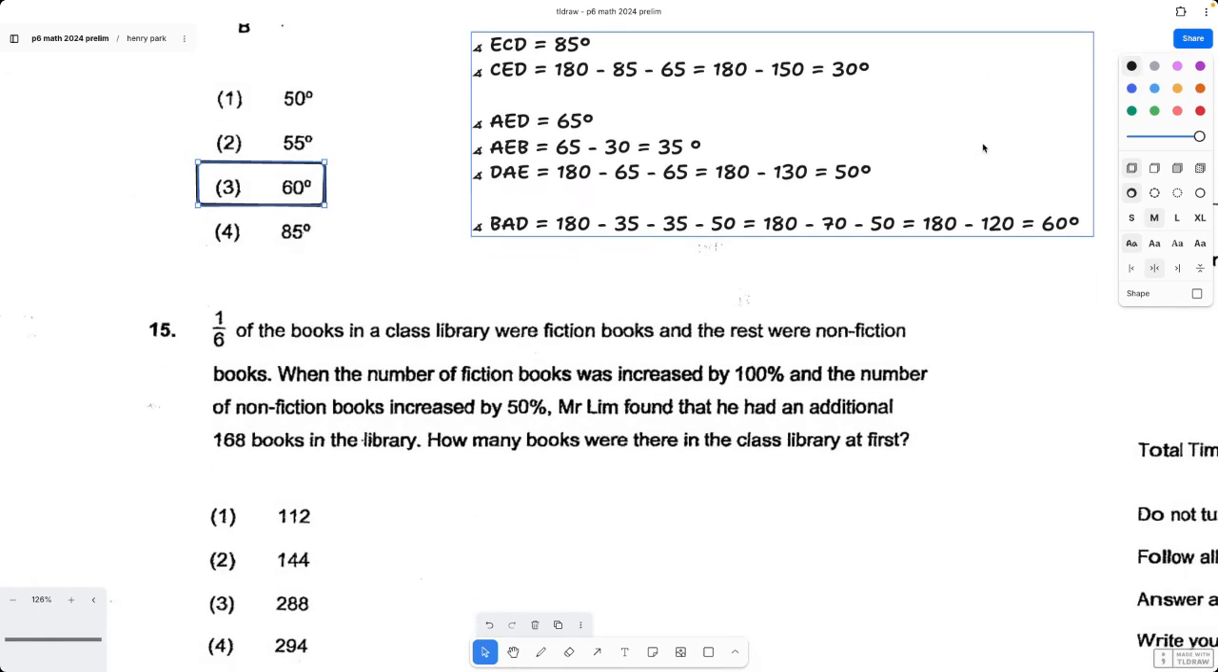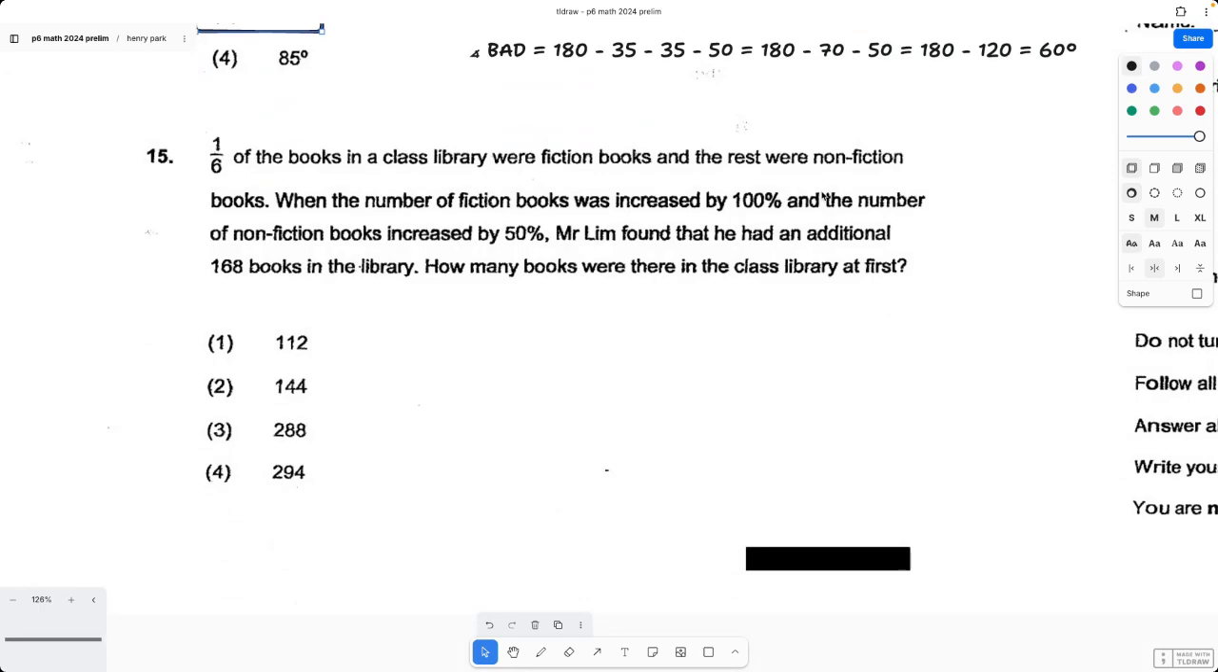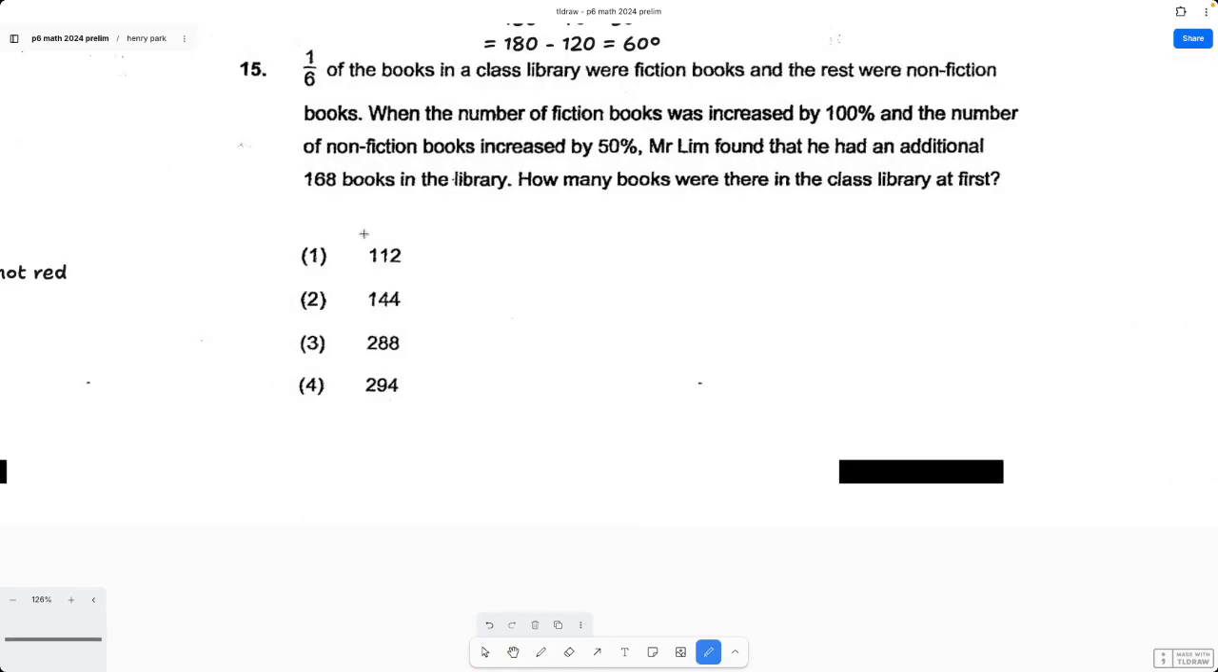Okay, let's move on to the last question. Question 15. So question 15 says 1/6 of the books in a class library were fiction books and the rest were non-fiction books. When the number of fiction books was increased by 100% and the number of non-fiction books increased by 50%, Mr. Lim found that he had an additional 168 books in the library. How many books were there in the class library?